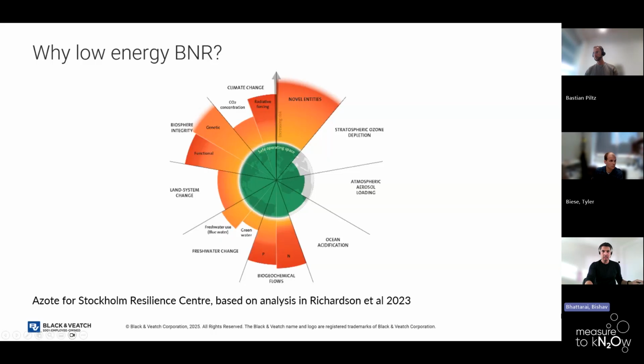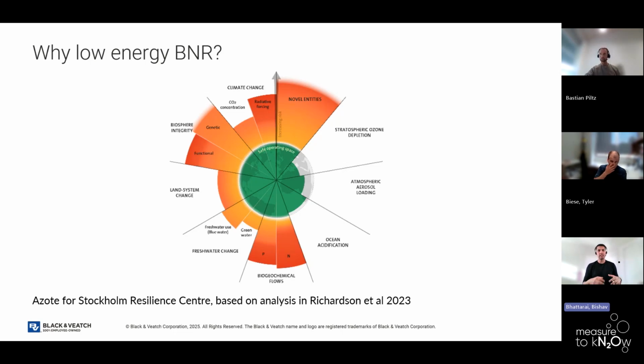So let's start with examining this planetary boundary framework, which outlines the safe operating space across 9 critical Earth system processes. We can see that climate change and biogeochemical flows are already outside the limit, and it's something that's directly impacted by the operation of our wastewater treatment plants, be it through the use of energy or through direct emissions such as nitrous oxide as well.